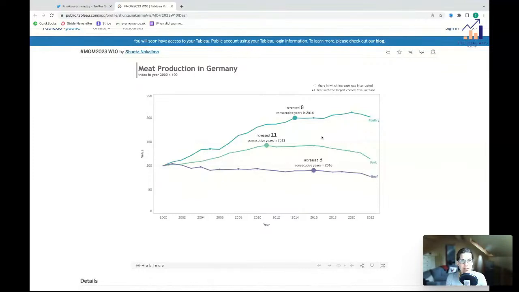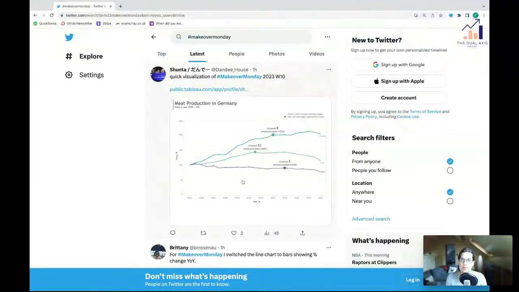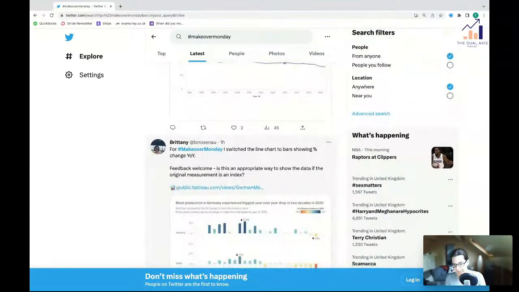I think the aesthetics, the visual itself, looks great. It's nice and clean, but I would love a bit more information because I don't really know what to do with this information the way it is. So hopefully that was helpful.